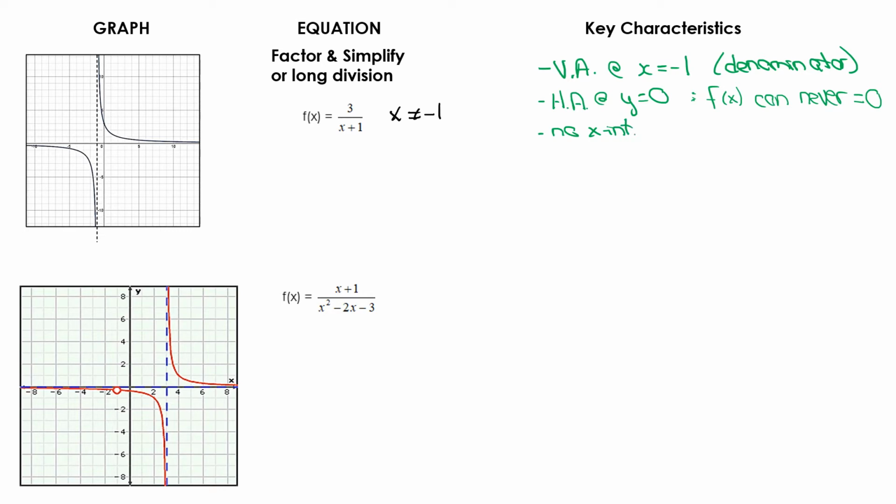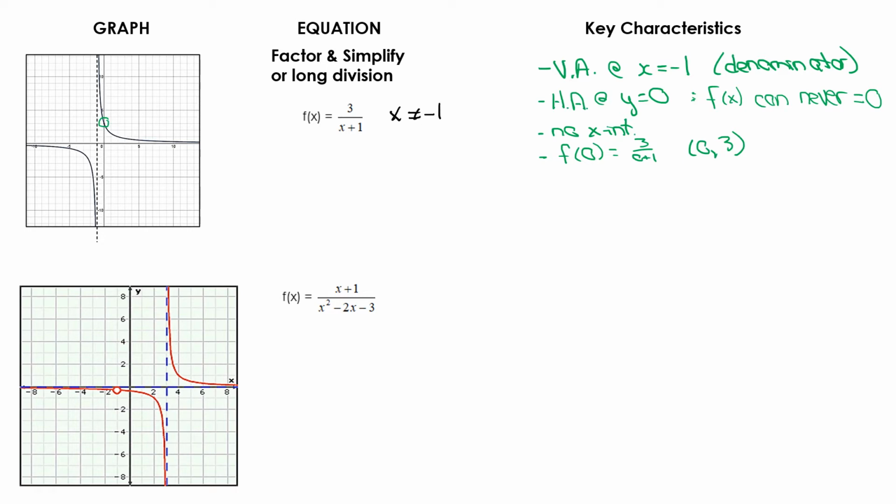We can also talk about the y-intercept. That's a key characteristic. Y-intercept is here on the graph. If I can't really tell what that is, I would substitute in to find it. F at 0 is going to be 3 over 0 plus 1. So my y-intercept is (0, 3). And I think those are all the main characteristics we have here.